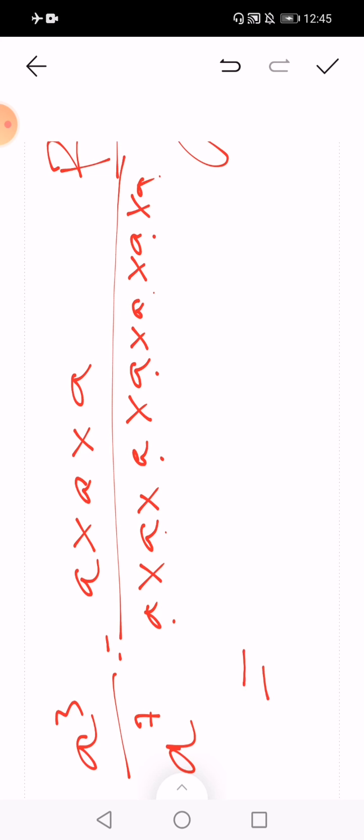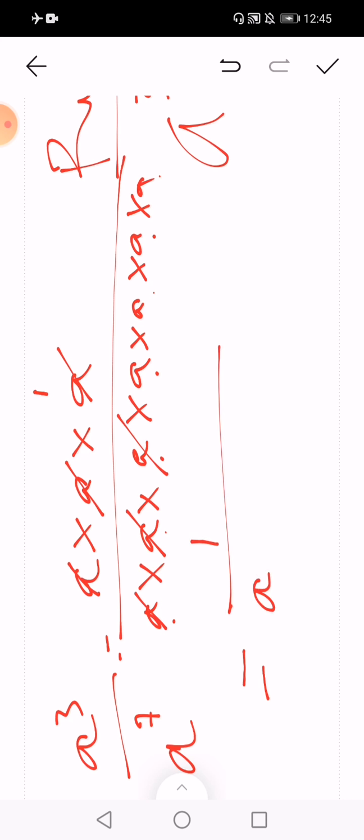So what we are going to get here, the 3 a's in the numerator can be divided out by 3 a's in the denominator. So this a divides this one, and this one divides this one, and this one divides this one. So in the numerator now we're left with 1 times 1 times 1, which is 1 over a times a times a times a.